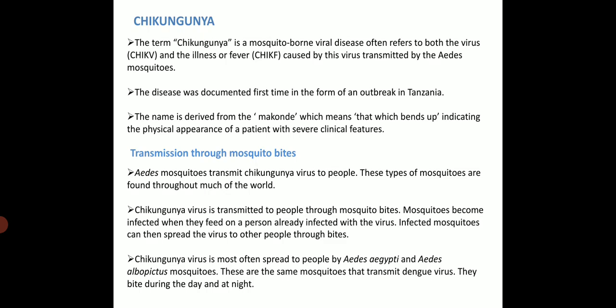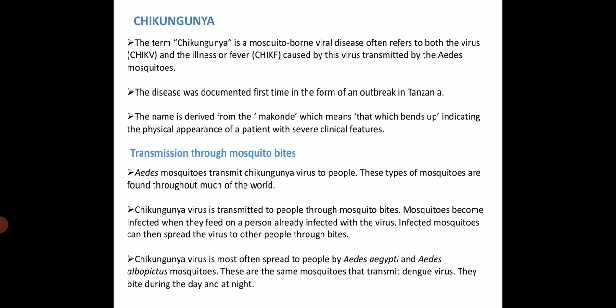Transmission through mosquito bites. Aedes mosquitoes transmit chikungunya virus to people. These types of mosquitoes are found throughout much of the world. It is transmitted through mosquito bites. Mosquitoes become infected when they feed on a person already infected with the virus, and the infected mosquito can spread the virus to other people through their bites.